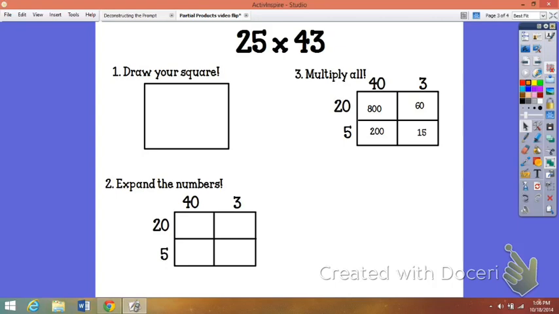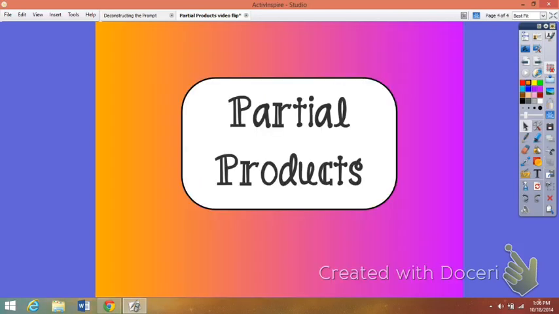Once we have all of our products, again, the 4th step stays the same, and it is to add them up. They line them up correctly, and we get our solution, which is 1,075. Really, if our students can just master those 4 simple steps, they will master the partial product strategy.